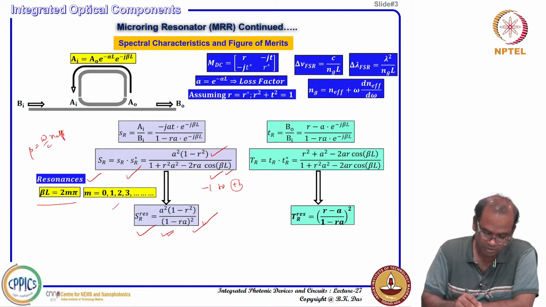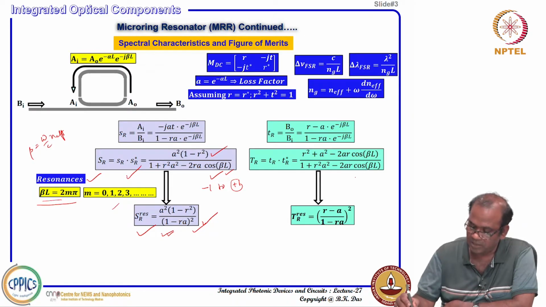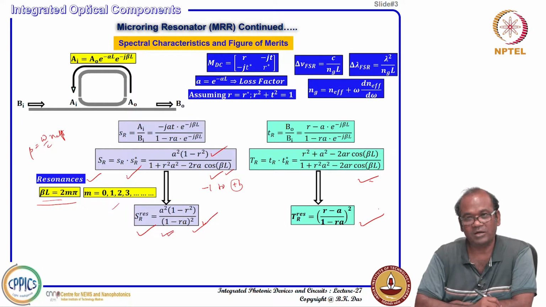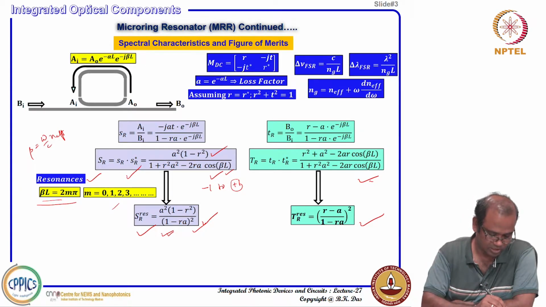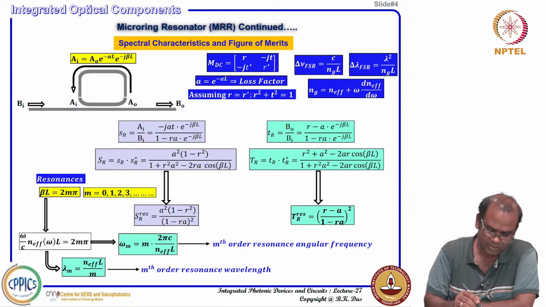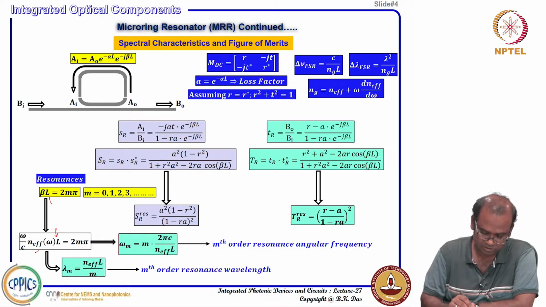At the same time, when we put beta L equal to 2 m pi, cos beta L equal to 1 in the transmission characteristics as well. So, at resonance we can quantify the power transmission characteristics: r minus a, whole square, over 1 minus r a. That is straightforward, and as I mentioned, beta can be represented as omega by c n effective multiplied by L, which is actually 2 m pi.